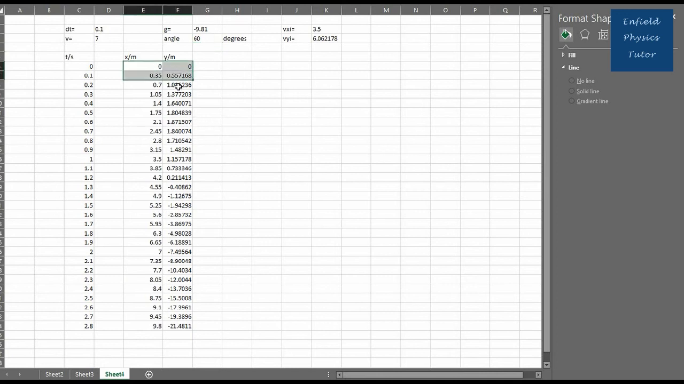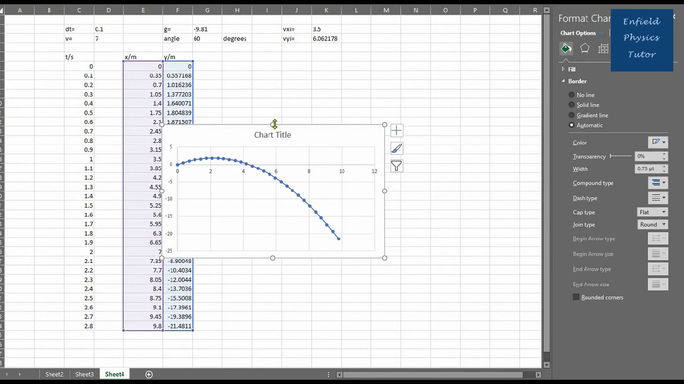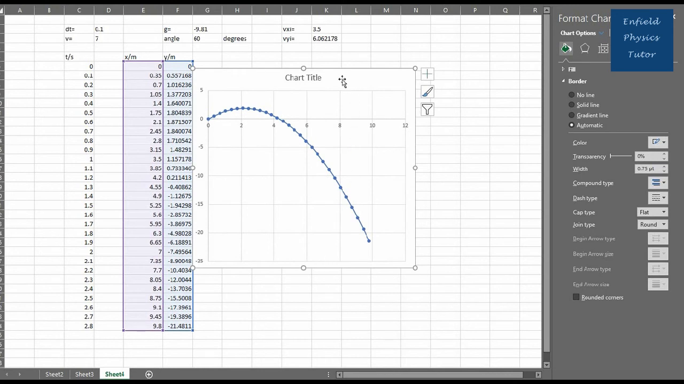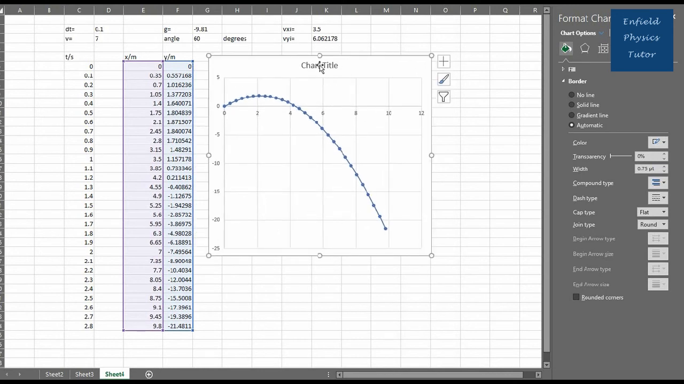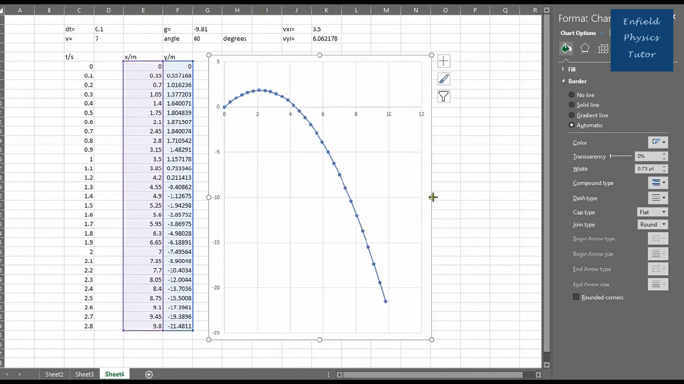Now in order to draw the graph, we just highlight the 2 columns for X and Y, and it's off the top of the screen there, but it's just insert a scatter graph, an XY scatter, and there it is, and you can see a wonderful parabola shape. So I'm just going to resize that, make it as big as I can on the screen, and then I'll show you a few nice little things you can do with it to analyze projectile motion.